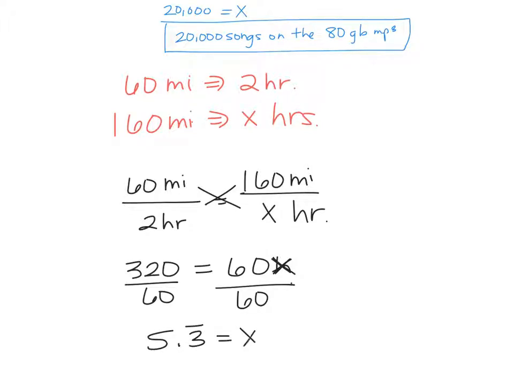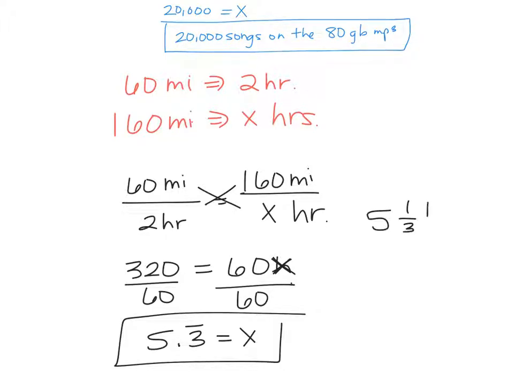Here's my question for you. What does that mean? Repeating, that's what the bar means. What does 5.3 repeating mean in this problem? Do you know what 0.3 repeating is as a fraction? 1 over 3. 0.6 repeating is 2 over 3, right? So this is 5 1/3 what? Hours.